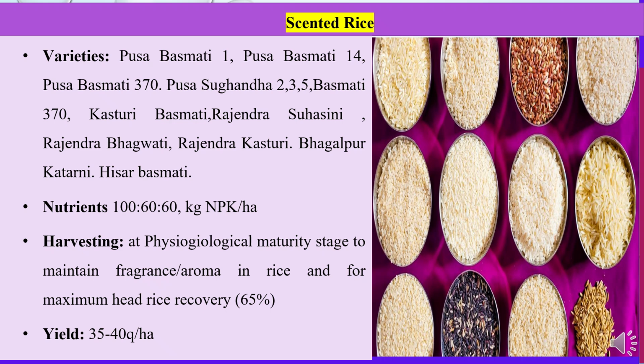Recommended dose: 100 kg nitrogen, 60 kg P2O5 and 60 kg K2O per hectare. Balanced nutrition is critical for optimum yield, maintaining grain aroma, and ensuring high milling recovery. 3. Harvesting. Harvest at the physiological maturity stage to preserve the natural aroma and maximize head rice recovery around 65%. Delayed harvesting may lead to aroma loss, grain shattering, and reduced quality. 4. Yield. Average productivity ranges from 35 to 40 quintals per ha, depending on variety, agronomic practices, and environmental conditions.